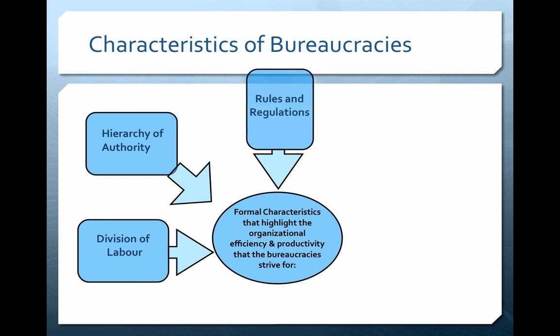Then we have the third piece, which is rules and regulations. This is the standardized rules and regulations establishing authority within an organization: who can do what, under what circumstances, who can't do this, and who must do this, and who's responsible for these elements of this overall bureaucracy. And they are usually provided to members in a written format.